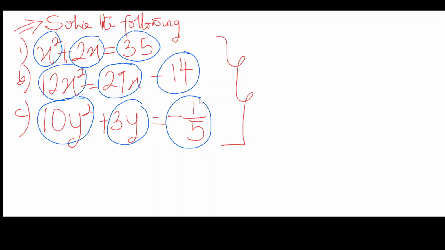And why are they quadratic equations? We've established in our previous videos that the highest exponent for the variable x, or for the variable y in this case, is 2. So when we have an equation whose highest exponent is 2, that is, highest power is 2, we call that kind of equation a quadratic equation.